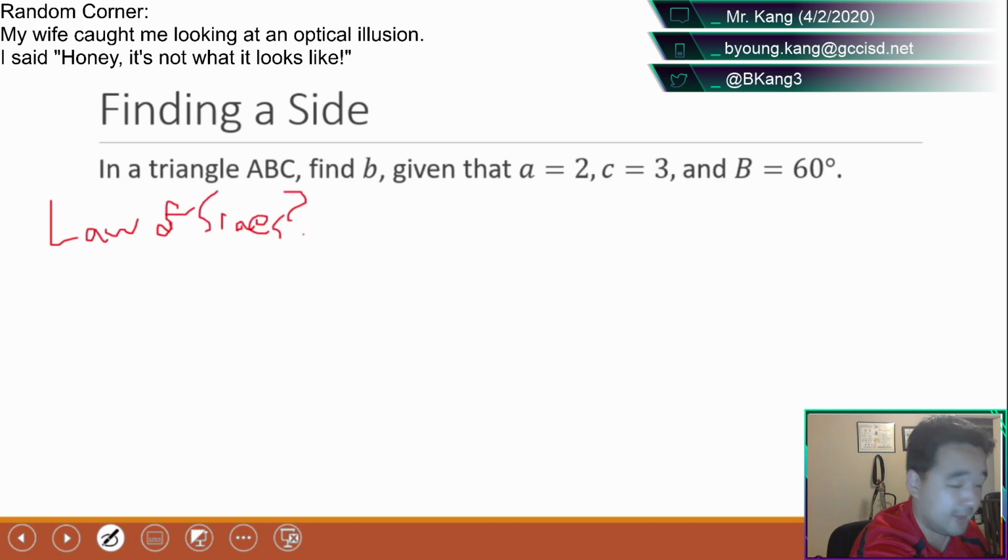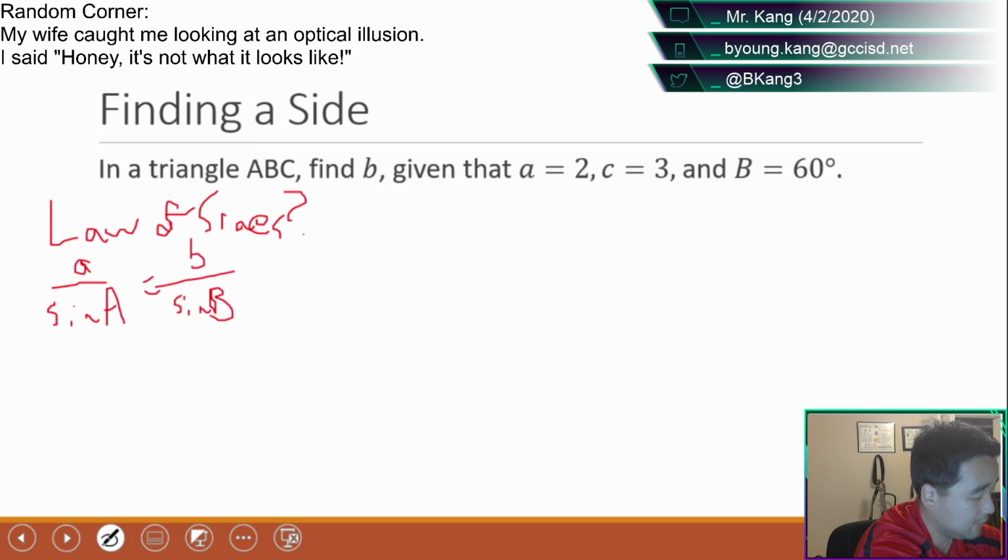Why can't we just do that? Well, because remember, I need A over sine A, or B over sine B, or C over sine C. I mean, we'll just go ahead and write the whole thing.